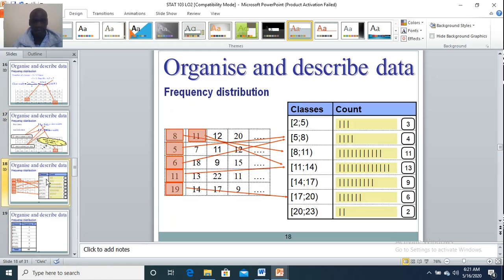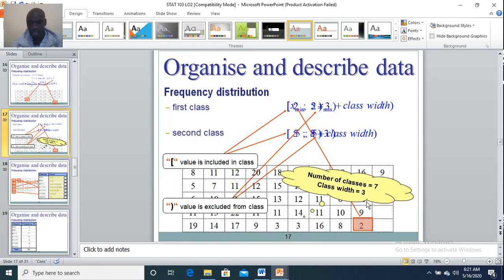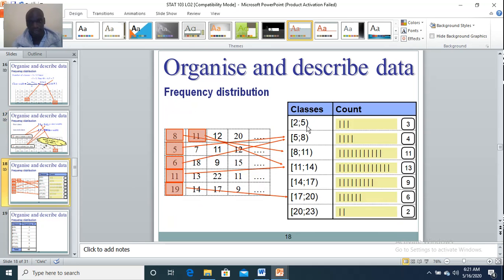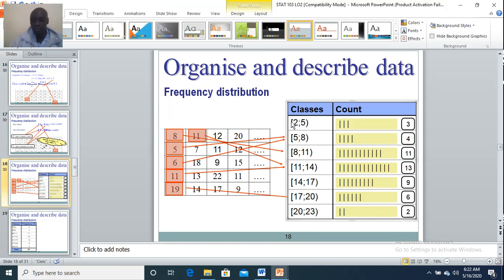Now remember, we said our smallest number is 2, but the width is 3. So 2 plus 3, what do we get? 5. This becomes our upper limit. Then from that we say 5 plus 3, we get 8. From that we say 8 plus 3, like that. These become our classes. You may choose to write them in this format, or you may choose to use this format. Still, in some books you find it like that, but me, I prefer this format.